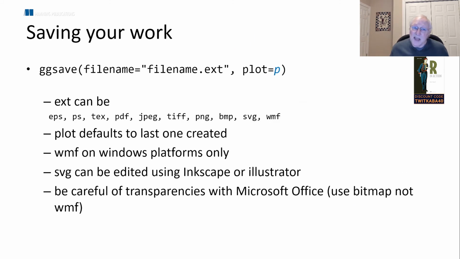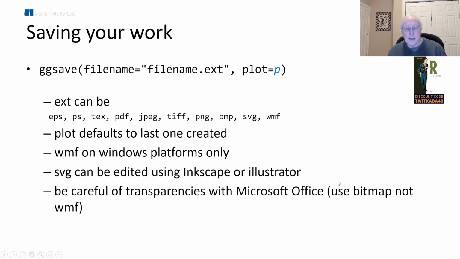Okay, saving your work is easy to do through the interface. You can just click on the save button and then choose what you want it to do, or you can do it programmatically. And programmatically you use ggsave, and depending on the file extension will describe what kind of graph you're saving. So if it's a PostScript file, you'd do .ps. If it's JPEG, .jpeg, etc.